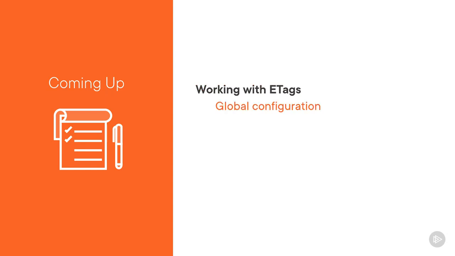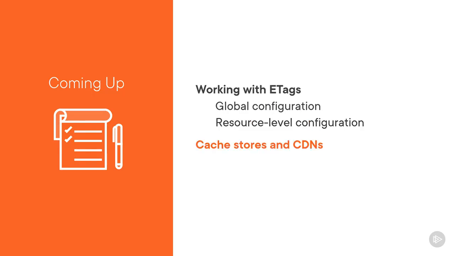We will learn how to do that with global configuration and resource level configuration. We will also look into cache stores and CDNs, or content delivery networks. We will end the module by looking at cache invalidation. All of this will lead to full support for HTTP cache for our API.